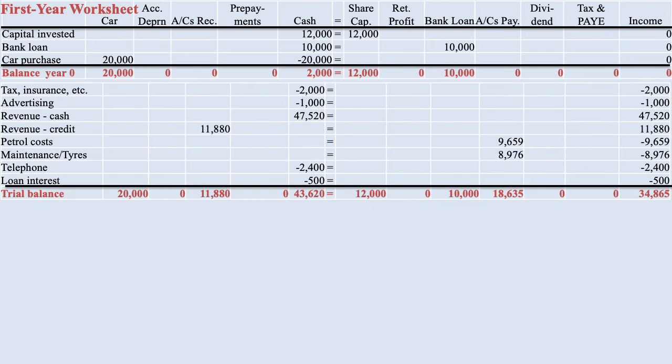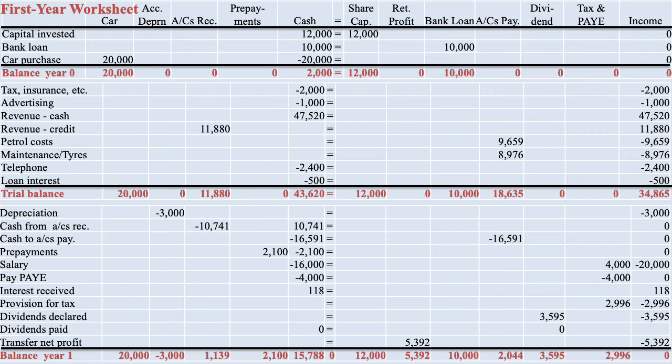Now we start to put in the items that we obtained from those previous sheets I've just shown you. The tax and insurance, the advertising, the revenue, how much was cash, how much was credit, leading us to a trial balance. Now we start to put in all the things we've had to estimate, beginning with depreciation, minus 3,000. We put in our estimates of accounts receivable and accounts payable, and therefore are able to deduce the amount of cash we received and the amount of cash that we paid.